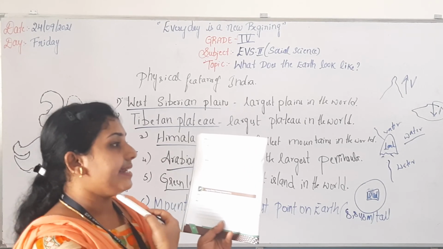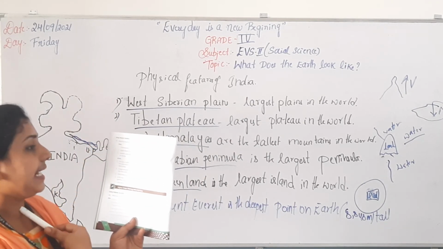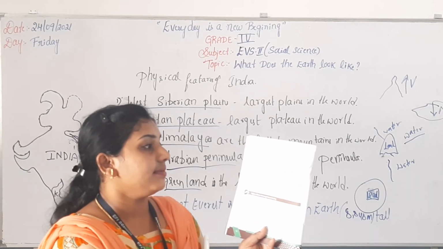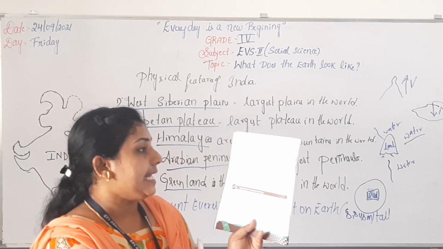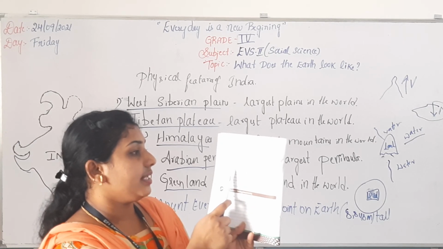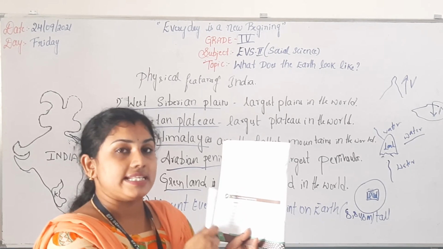The largest island in the world. Yes, we have learned this. Greenland, you have to write it down. Landforms surrounded by water on all sides, what is it called? Iceland. You have to write it down. Next, what type of water body is the main source of water for the river Ganga? You have to read the textbook and then answer this.